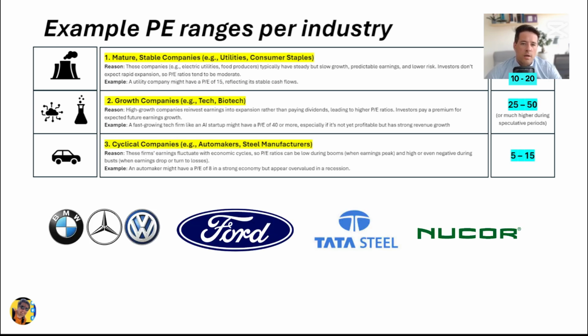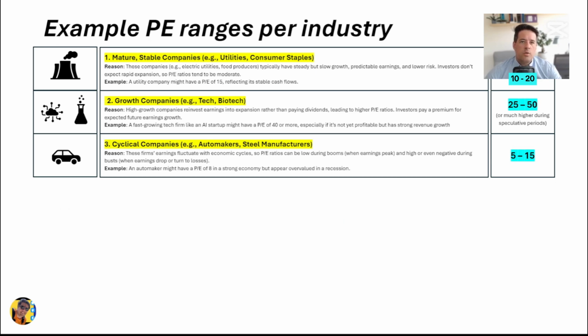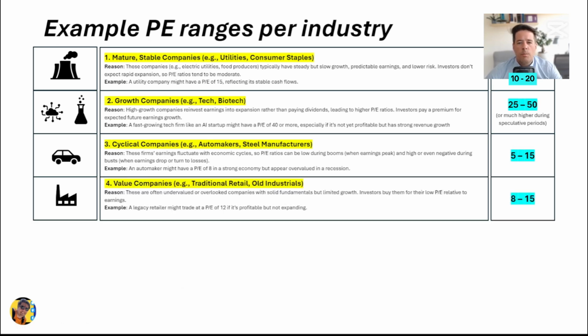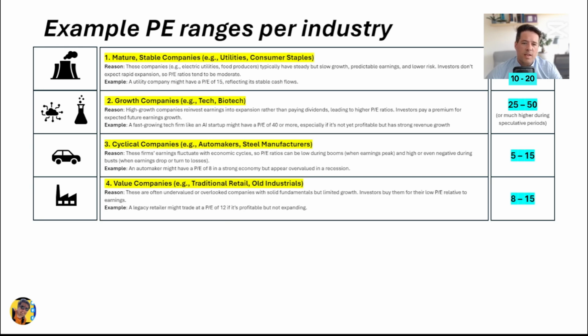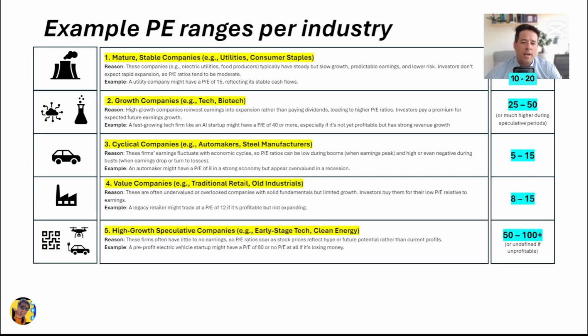Next are cyclical companies, automakers, steel manufacturers. These are your traditional car manufacturers, and they have certain cycles per year, and they have a PE ratio between 5 and 15. Next are value companies, traditional retail, old industrials. They have a PE ratio low in the range of between 8 and 15. And then next is the high growth speculative companies. They are at the early stage of tech. They are very innovative, and they can have tremendously high PE ratios.